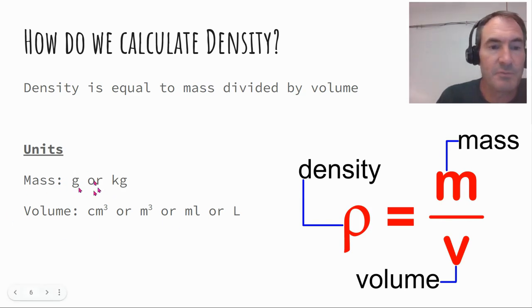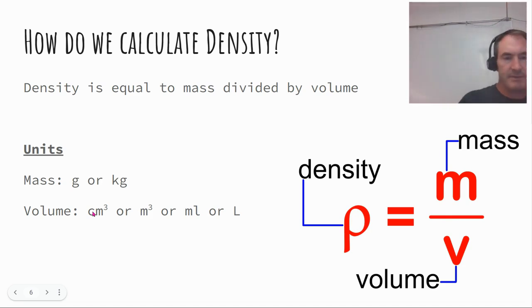Normally, whenever we work with mass, we're going to be using grams. Okay, you may see things in kilograms, but we're going to be using grams. And in volume, we're going to be typically using cubic centimeters, or centimeters cubed, or milliliters. Those are the two that we're going to be using. And just so you know, 1 cubic centimeter, so a centimeter by a centimeter by a centimeter, is the same amount as 1 milliliter.